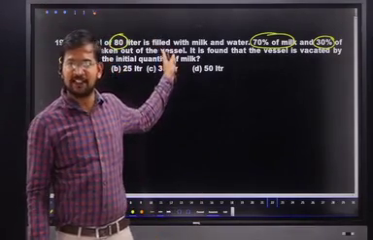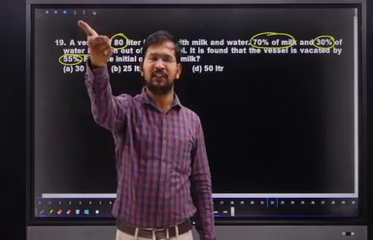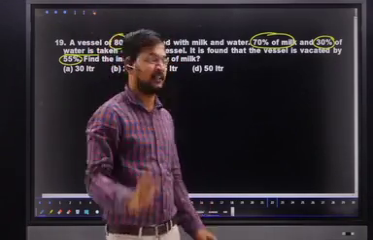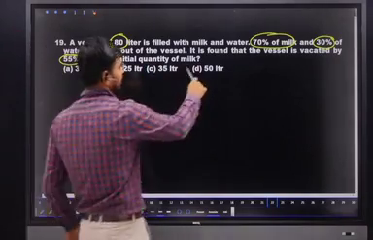The original mixture is 80 liters. 50% is nothing but 40 liters, and more than 50% means your answer is more than 40 liters. See the options: more than 40 liters, which option is there? So 50 liters, your answer is 50 liters.